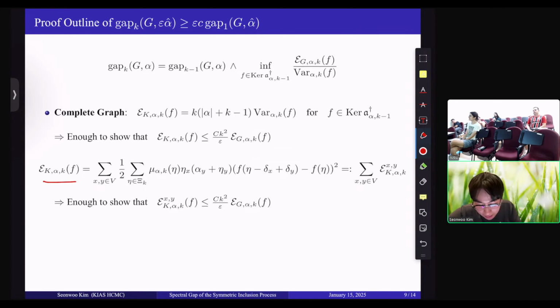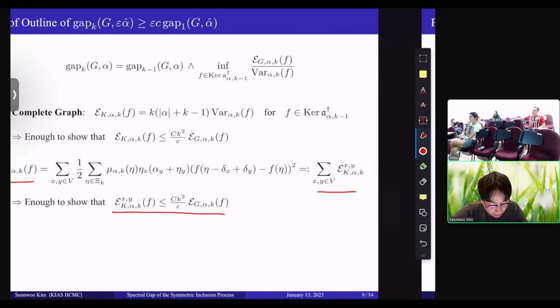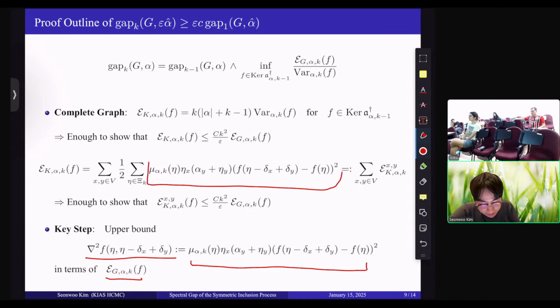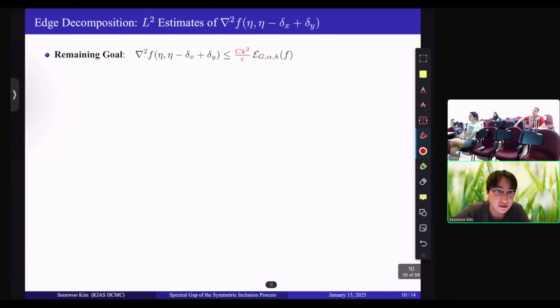So we just divide it into each edge, and we prove that the Dirichlet form on each edge is bounded by the same scale. So the key step is just proving the upper bound. We have the upper bound of this Dirichlet part, this square summation part, in terms of the original Dirichlet form. So this is just the sum over n here. And the key is as follows. I'll just start with the idea such that we can follow the key. We have to decompose the edge such that we can have an appropriate L2 estimate of this Dirichlet summation. So remember that the remaining goal was this one, as I write right here.